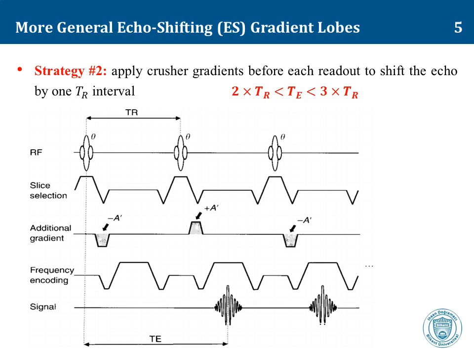This figure shows a second strategy that shifts the echo by 1 TR interval. The spoiler gradients, which are played before the readout, have equal area A', but their polarity alternates every TR interval. These spoiler gradients, which are also called crasher gradients, are often used in conjunction with RF spoiling to dephase the transverse steady state in ES pulse sequences.